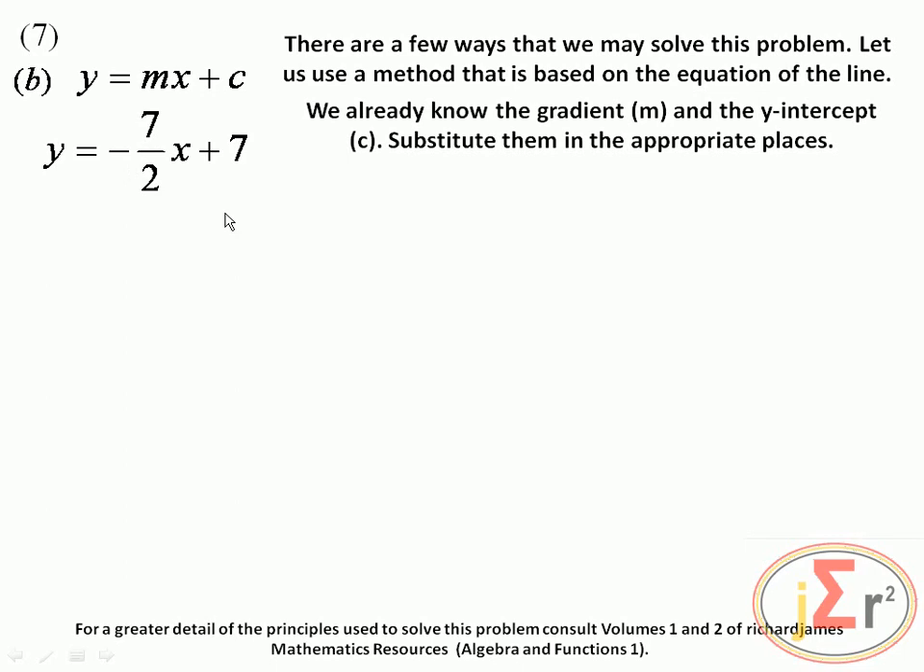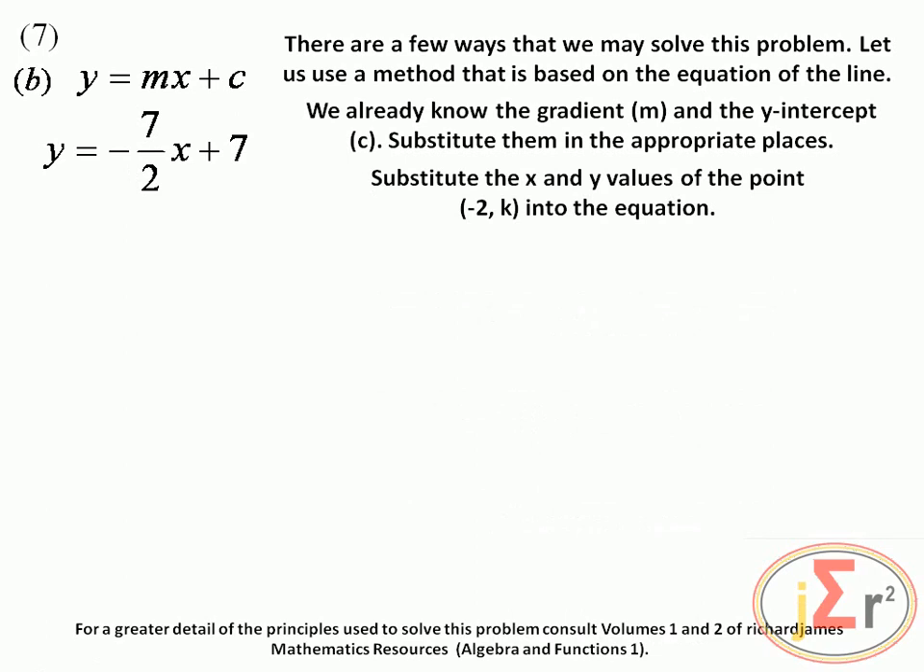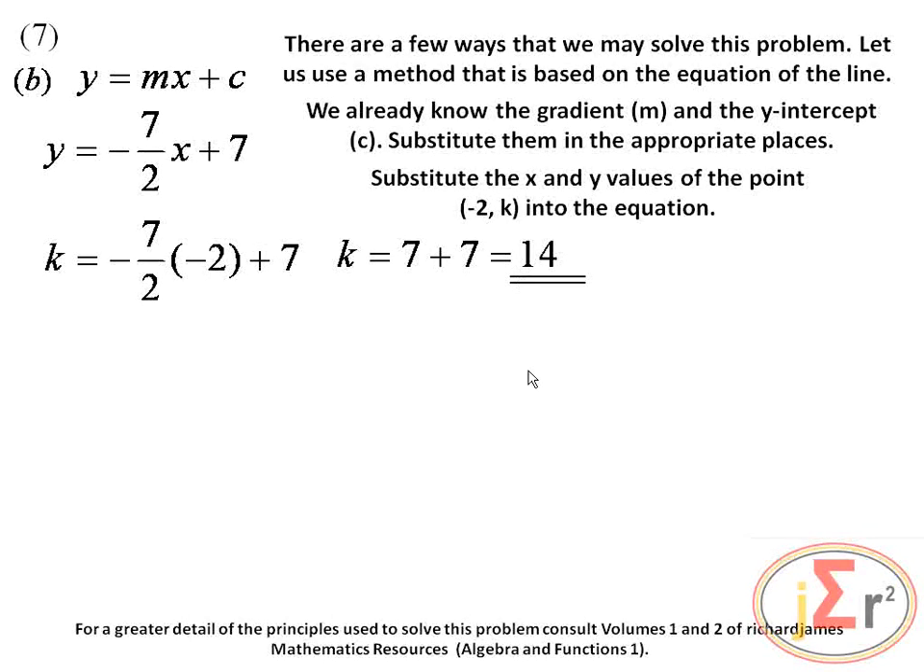And we have the point (-2, k) that is on that line, and we need to determine the value of k. So in that equation, we will substitute the x and y values of the point into the equation. So where we see x, we put negative 2. Where we see y, we put k. Now we have negative 2 here, and we have a negative sign here. Negative multiplied by negative is positive. And of course the 2 will cancel. So we will have a positive 7 here, and here we have a positive 7. So k is going to be equal to 7 plus 7, which is equal to 14.